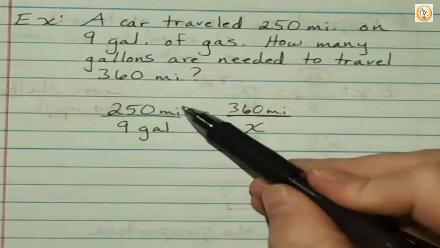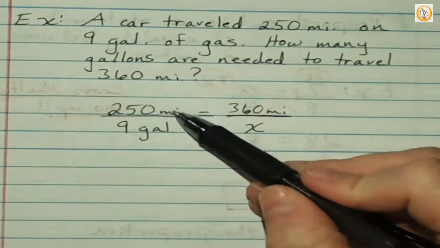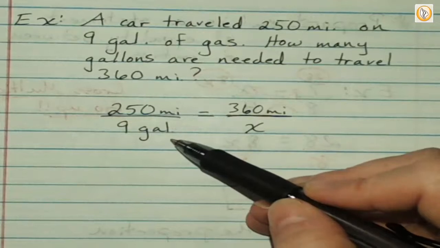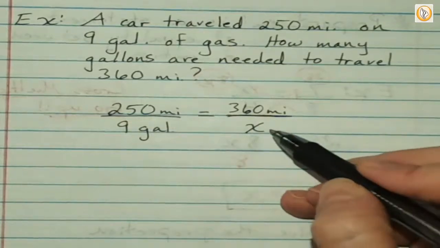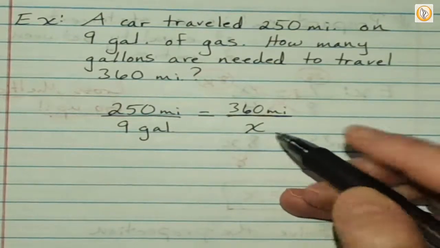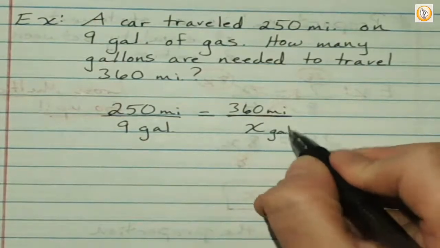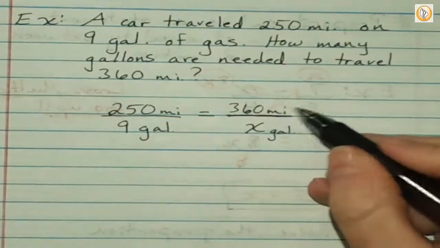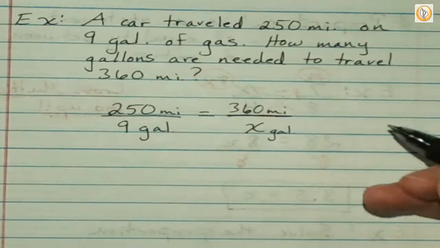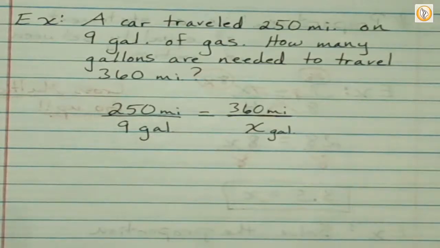So look at this again. A car traveled 250 miles on 9 gallons of gas. How many gallons are needed? We can even say gallons right here. To travel 360 miles. Yes, Whit. Will it always be on the top? Normally, yes. Will we see one where it's on the bottom? I don't know. No.